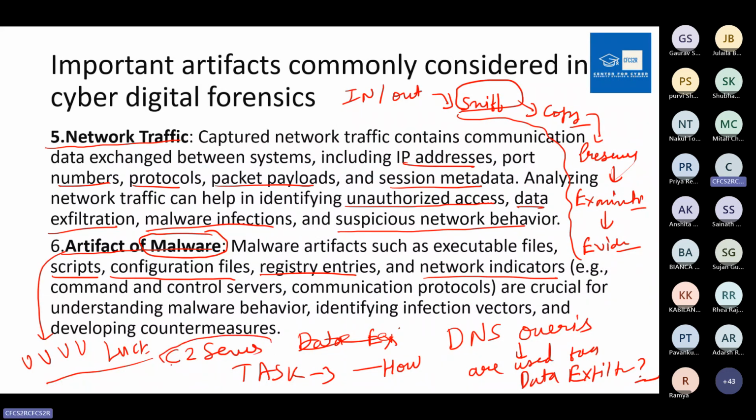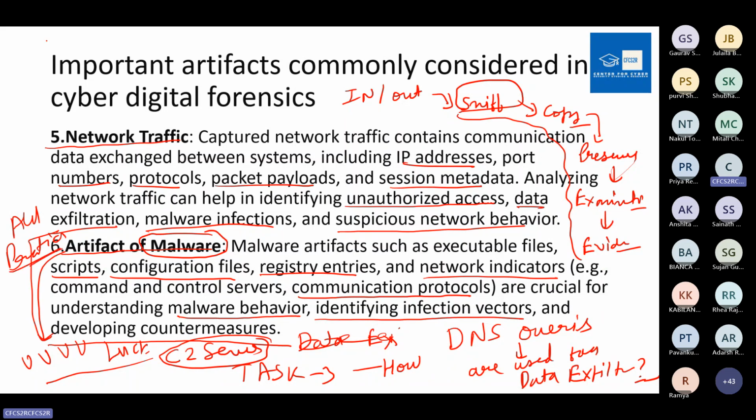What is a C2 server? Command and control server. It will help you in finding the command and control server of a particular malware, and what communication protocols it is using. After you find a malware, you can analyze the malware behavior, identify infection vectors, and develop countermeasures. We are going to do all this practically in future sessions.